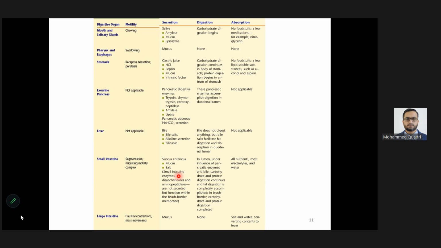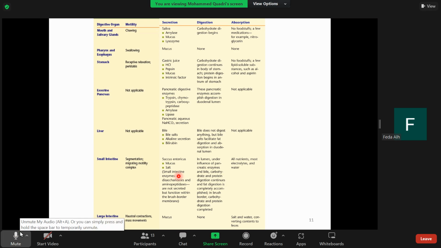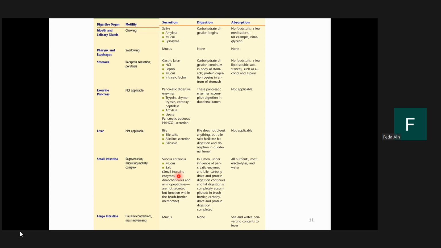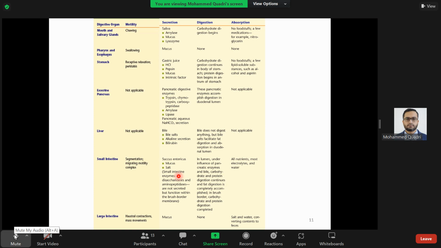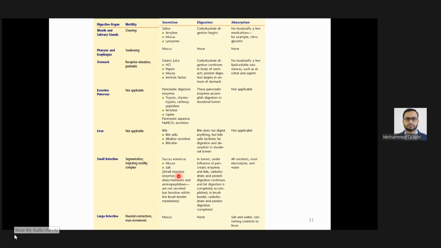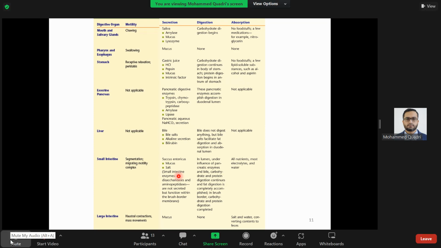Does steatorrhea occur when there is a gallstone? Yes? When does steatorrhea occur? When there is obstruction, there is no fat. What is the cause of steatorrhea? Deficiency. Which organ is affected? The liver? Which organ is affected? It will lead to steatorrhea.